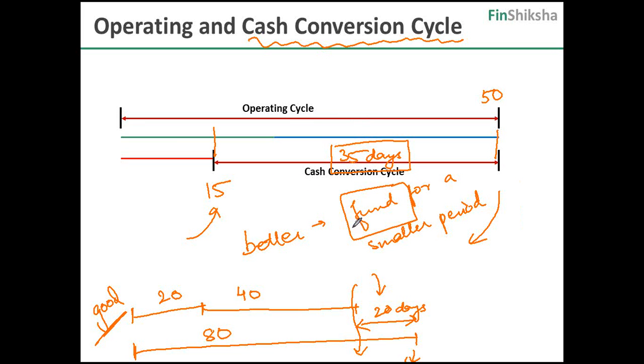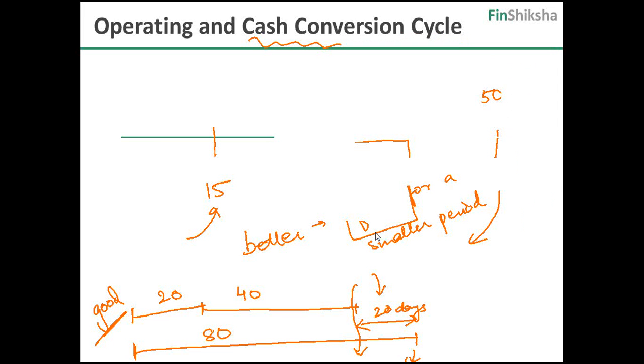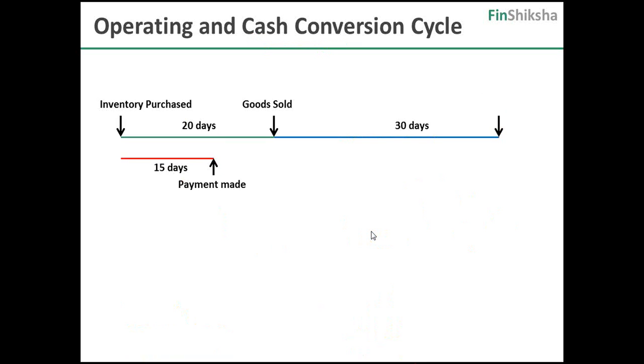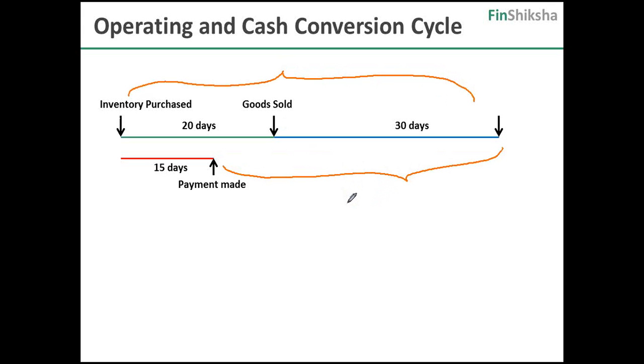So the operating cycle is effectively this entire period. If we were to look at the operating cycle in this context, it would be 20 plus 30 days, which is this period. This entire period is the operating cycle. This period for which the company has to fund the business is known as the cash conversion cycle.